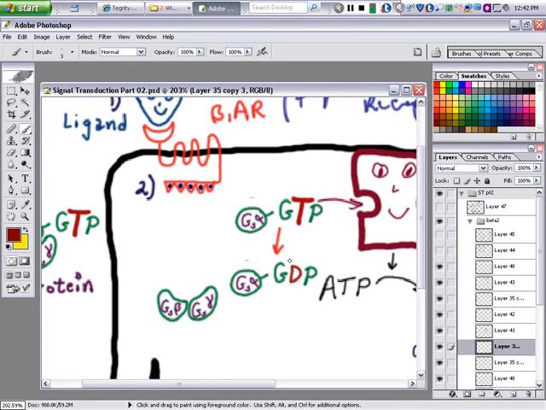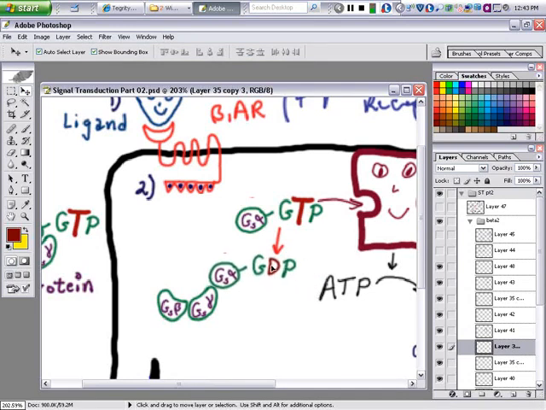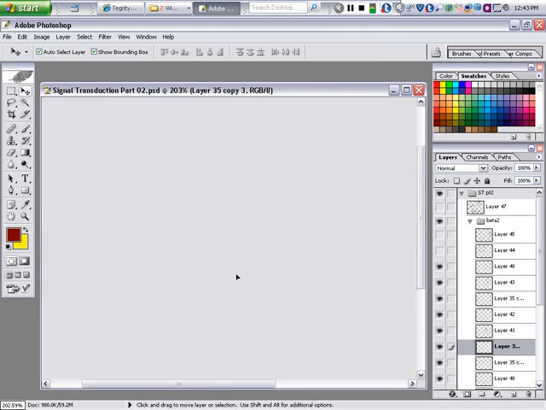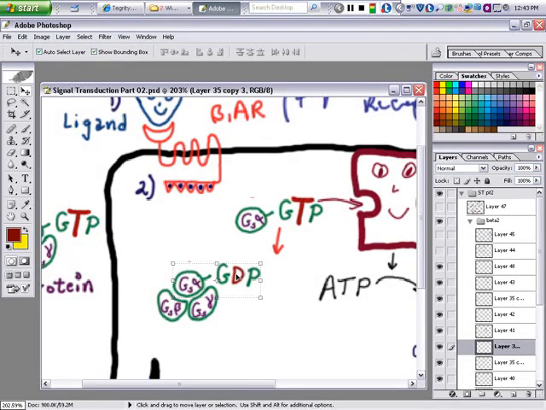Everyone okay with that? Now what's going to happen? The G-stimulatory alpha with GDP is going to join back with its friends, G-stimulatory beta and G-stimulatory gamma. Now they're just going to wait around until more epinephrine binds to the beta-1 adrenergic receptor, and the whole process starts over again. Question?